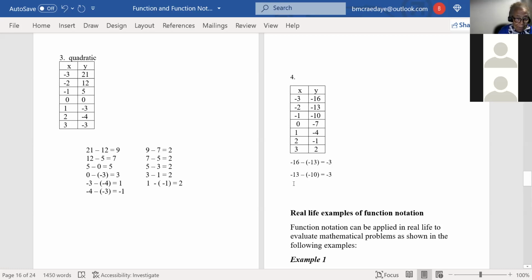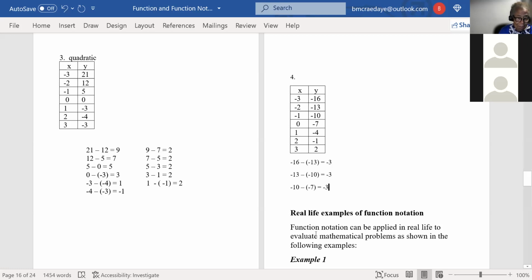What's the next one? The next one is minus 10 minus minus 7. And what's that equal to? Minus 3. That's it. Minus 10 plus 7 gives you minus 3.